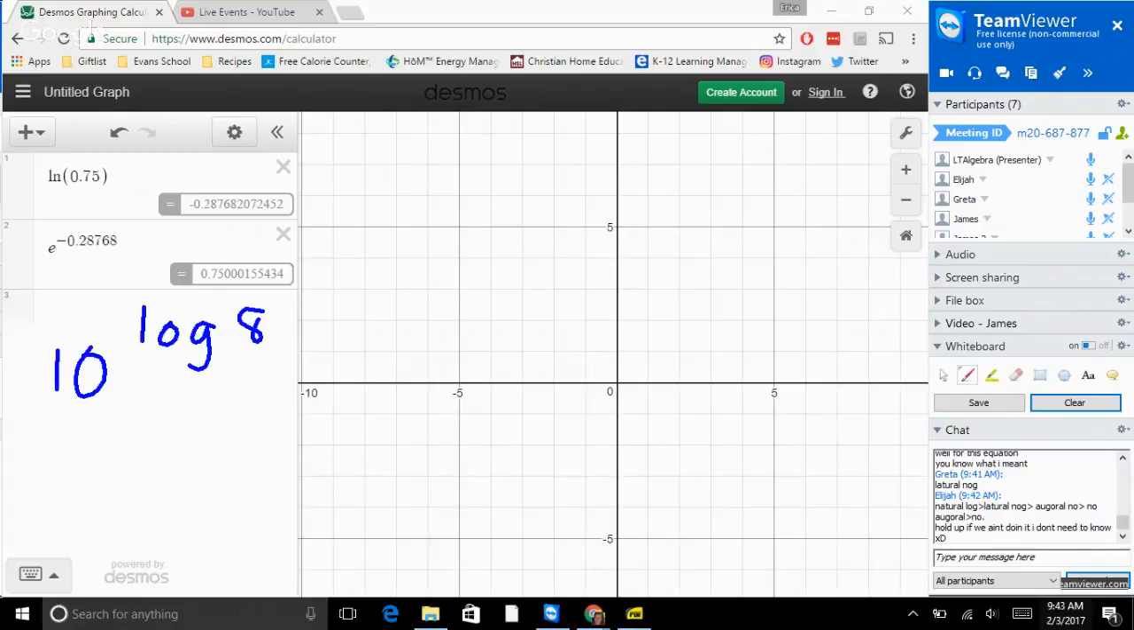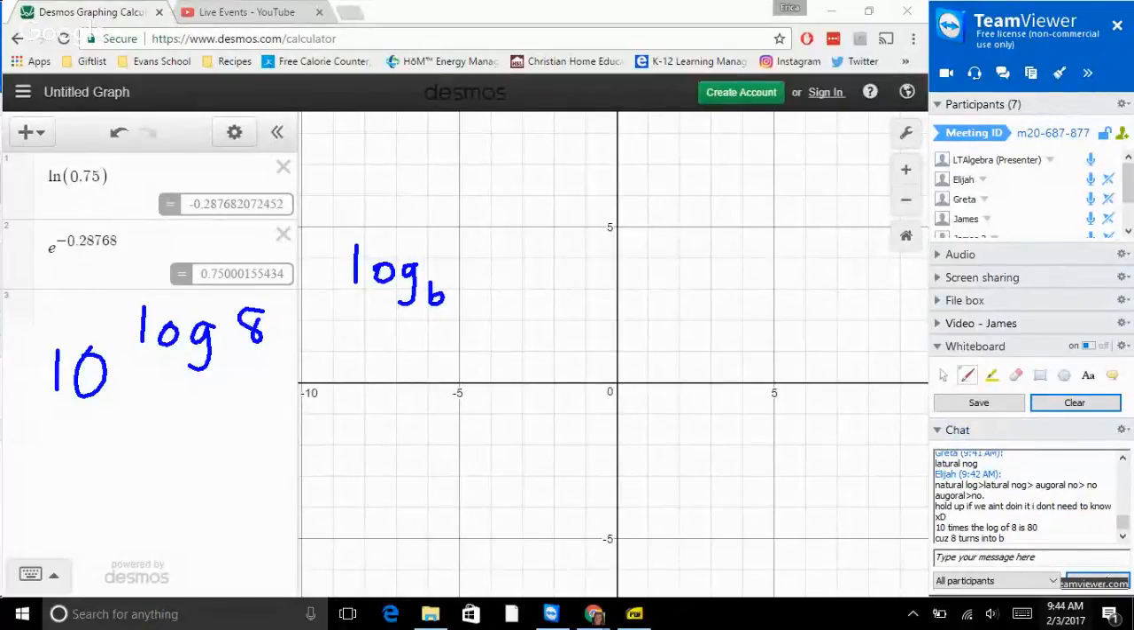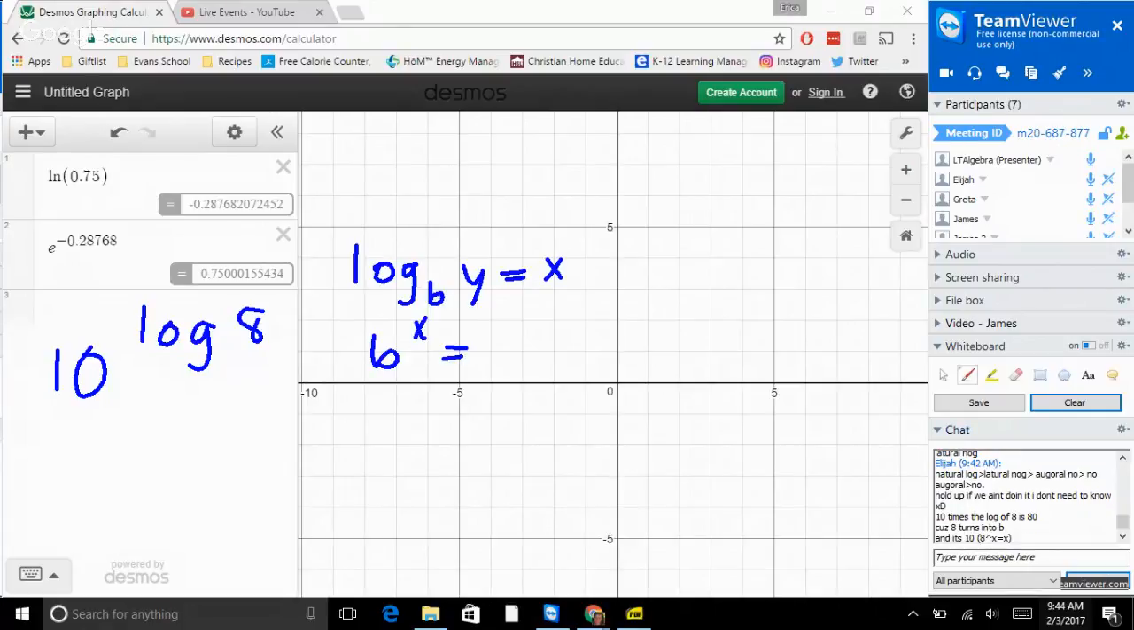Okay, so let's think about what this means. So if you remember, we've got log base B. It's kind of like a puzzle, right? I mean, you could just also type this in. Log base B of y equals x. That means B to the x equals y. I think I wrote those wrong. But anyway, this looks like this equation, right? So B is 10 and x is log of 8.